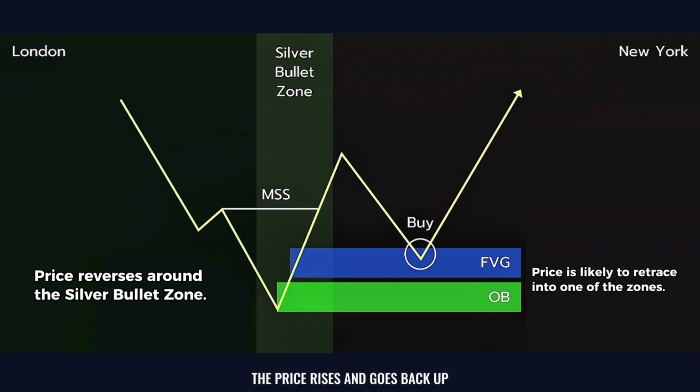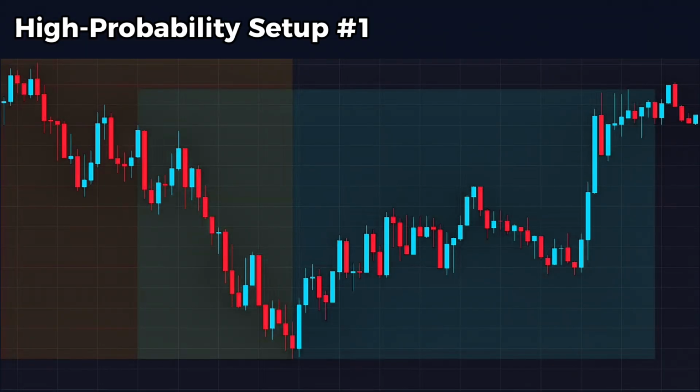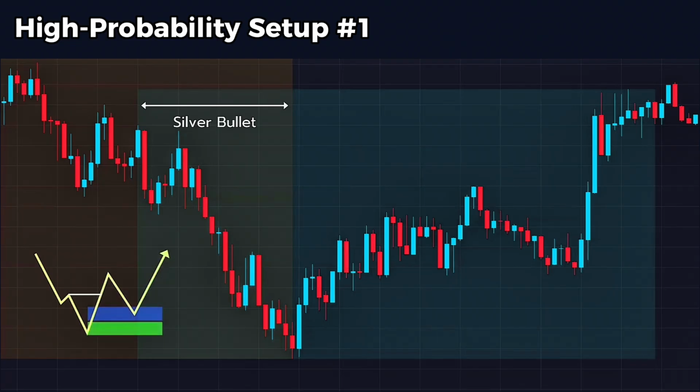The price rises and goes back up. When it moves back, it has a chance to hit the zone. Sometimes it hits the FVG, sometimes it hits the order block. After hitting, we will buy. After buying, the price will continue to rise. Once again, when it returns, it will be in the silver bullet zone or New York. Therefore, it is a New York reversal.